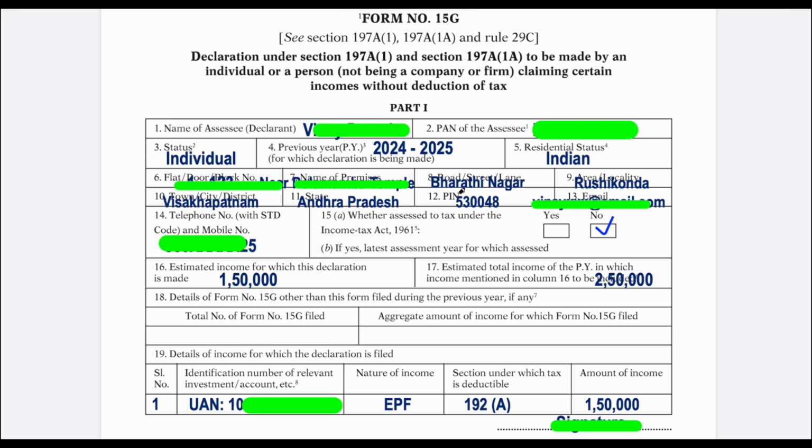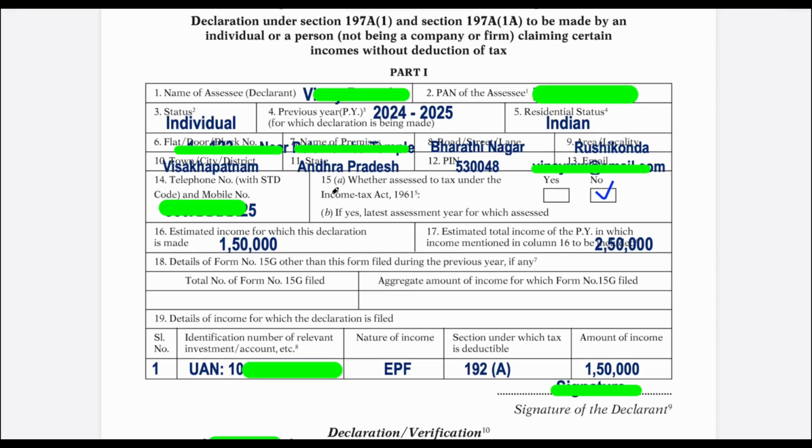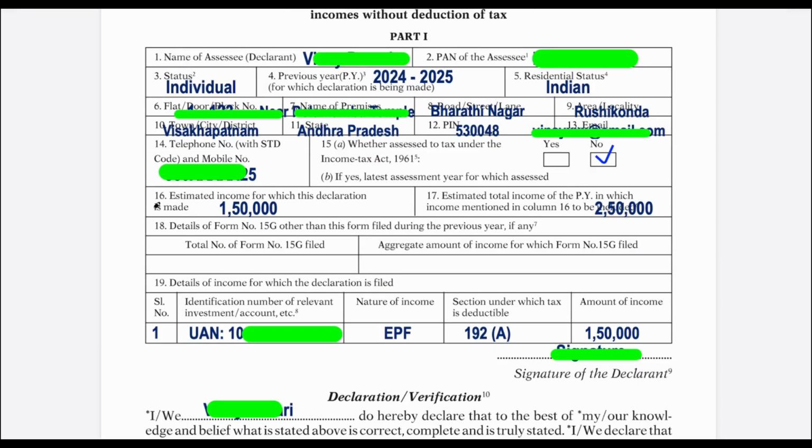From field number 6 to field number 12, write your address. In field number 13, write your email ID. In field number 14, write your mobile number. In field number 15, if you have filed your income tax returns, then click on yes. Otherwise, tick the no box here. If you tick yes, then you have to mention the assessment year. Next, come to field number 16.